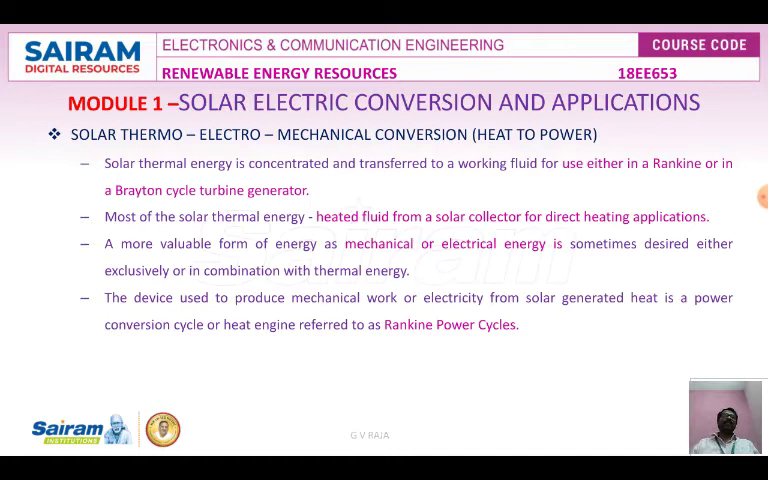So it starts to rotate, which means heat energy is converted into mechanical energy. Then the turbine is connected to the generator, or an alternator, and the mechanical energy is converted into electrical energy. A solar collector can be used for direct heating applications, for heating fluid. Sometimes a combination of both can be used, direct heating as well as indirect heating, also used for generation of electricity.